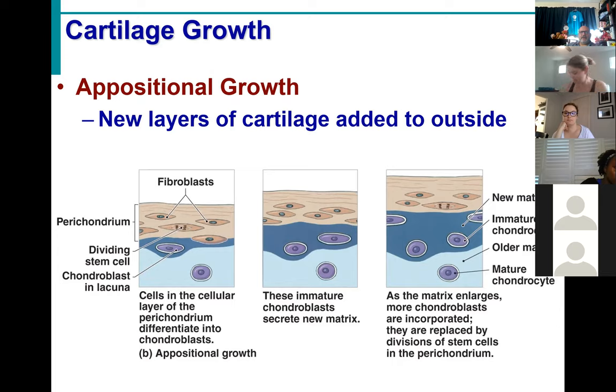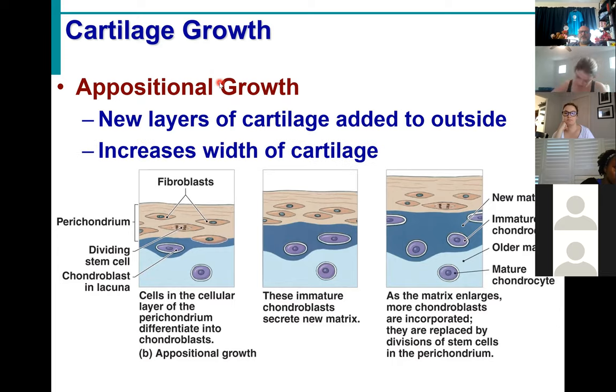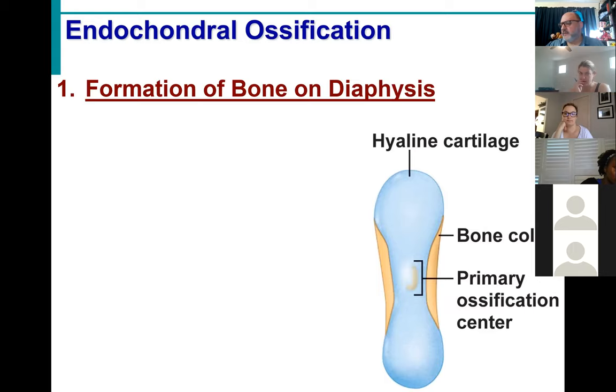And as I said, this is also how we will not just increase the width of cartilage, but this is also going to allow us to increase the width of our bone and make compact bone. Two incredibly important processes. All right. Questions on that? All right. Then we are ready for endochondral ossification.